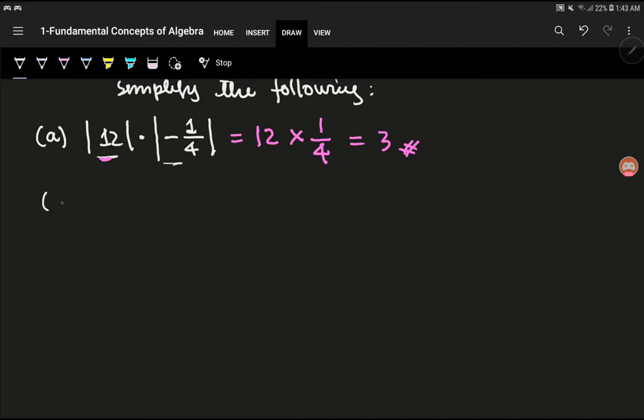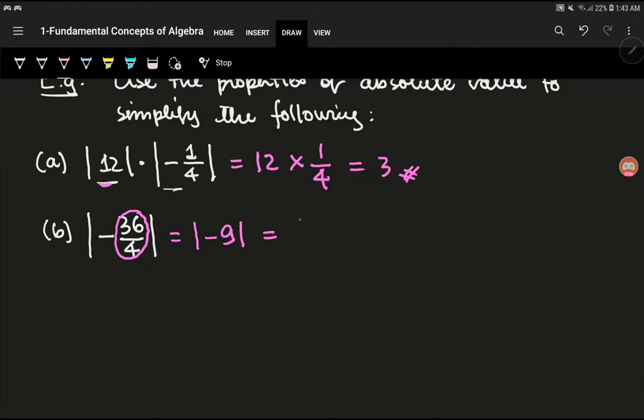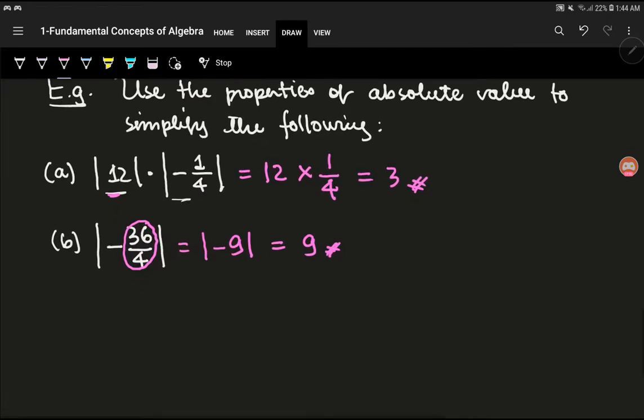Second example, B: we have the absolute value of negative 36 over 4. Here you can also, better, evaluate this fraction first, because 36 and 4 have a common factor, that is 4. So 36 divided by 4 is 9. Instead of negative 36 over 4, we can rewrite it as negative 9. And then from here, we use the second property: it is 9. Yes, so this is the answer. The absolute value of negative 36 divided by 4 is 9.